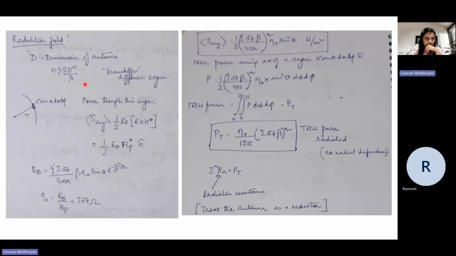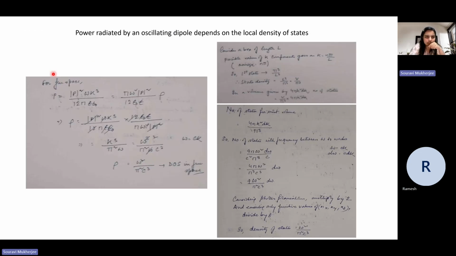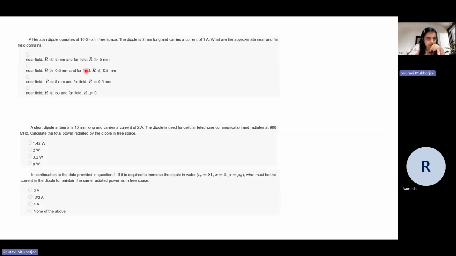Yes, far field region is 2d square by lambda. So D is 2 mm, that is provided, and lambda you have found out. Yes, but that 5 mm in the question options, 5 mm is not matching anywhere. Like I have not solved it explicitly, 5 mm is not matching.